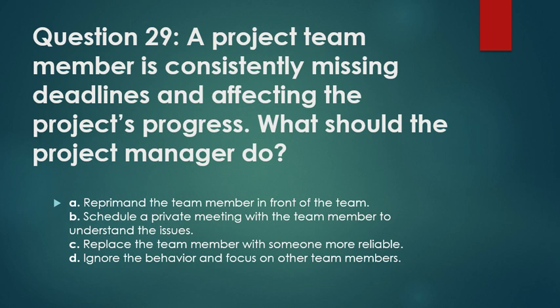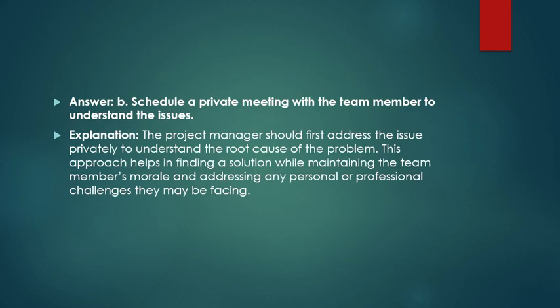Question 29. A project team member is consistently missing deadlines and affecting the project progress. What should the project manager do? Answer is schedule a private meeting with the team member to understand the issues. The project manager should first address the issue privately to understand the root cause of the problem. The approach helps in finding a solution while maintaining the team member's morale and addressing any personal or professional challenges they may be facing.